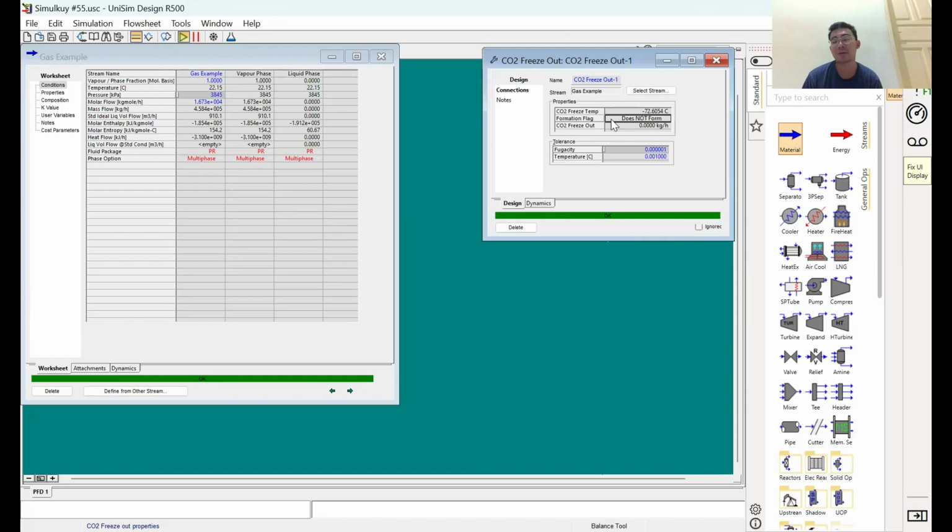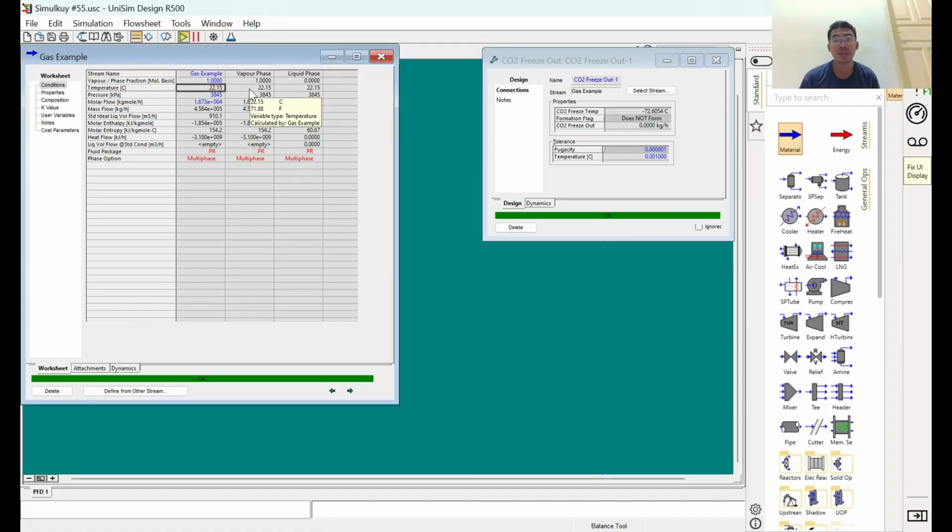There are several formation flags that you could observe, such as does not form, then forms CO2, and also the stream doesn't contain any CO2. So it is between those three. Okay, so in this case, our gas stream is safe from CO2 freeze out. The CO2 freeze out will not happen in this stream.